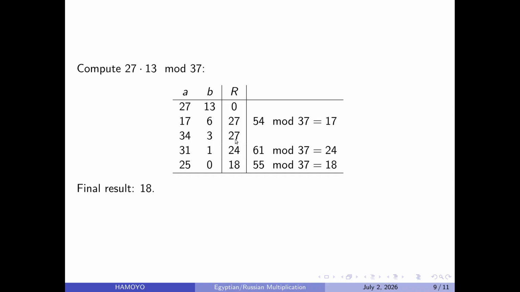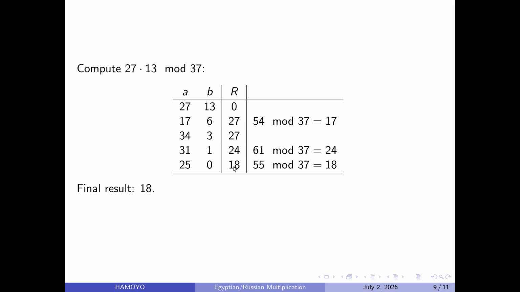So 3 is odd. We add 34 to 27, we have 61. 61 mod 37 is 24. So we have 24 here. And then we multiply 34 by 2, which is 68. 68 modulo 37 is 31. And 3 divided by 2 is 1. And then we proceed.